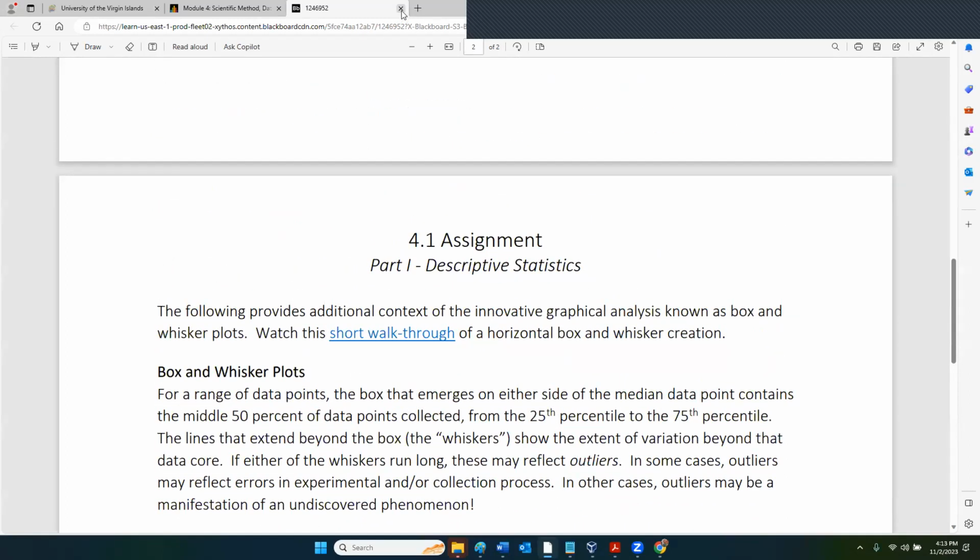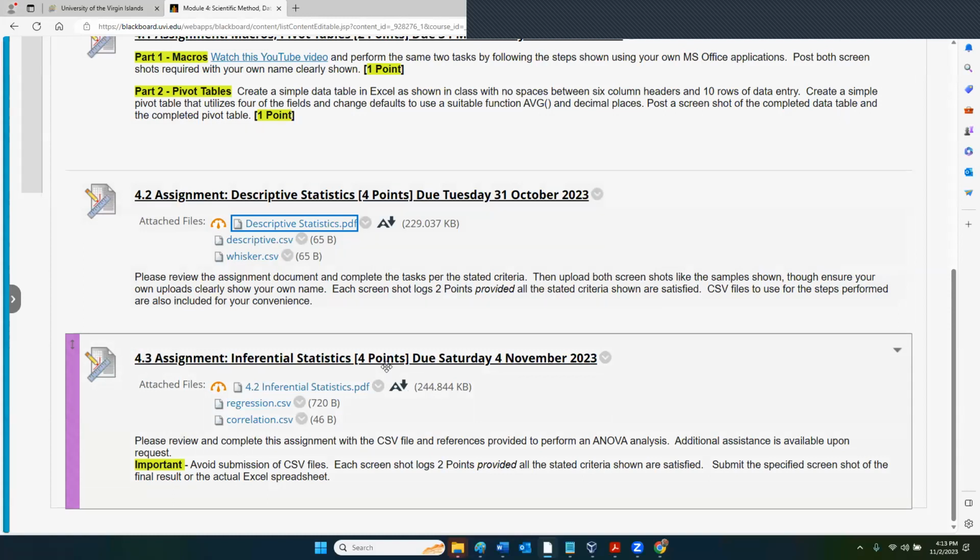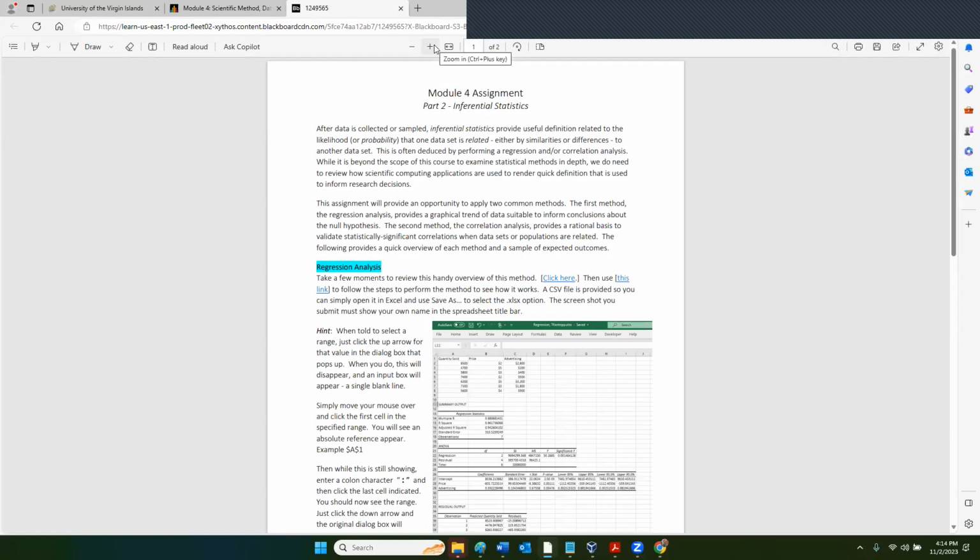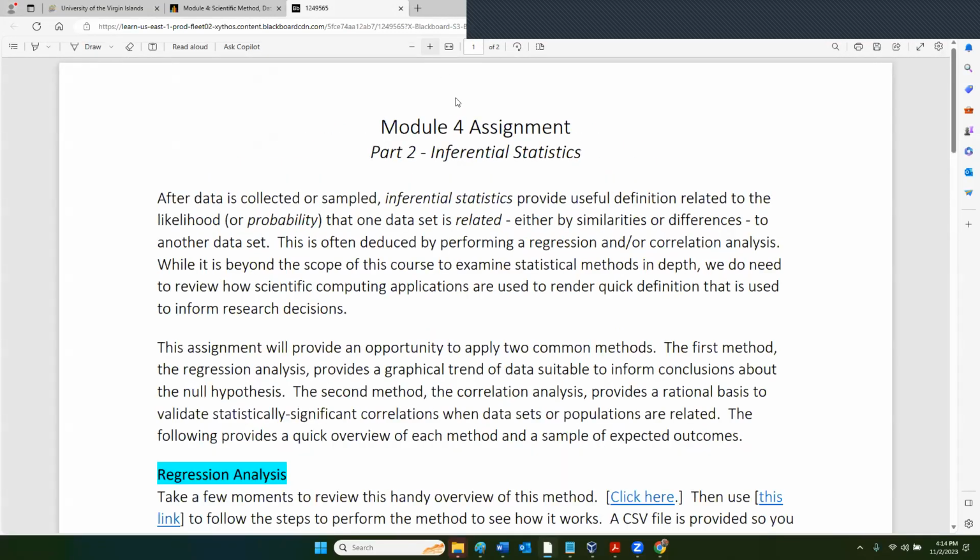That's pretty straightforward. This is the inferential statistical method assignment. You're using the data to perform an ANOVA analysis based on three or more variables, and then you're also performing a correlation. And once you finish this, you'll be ready to engage the module assessment.